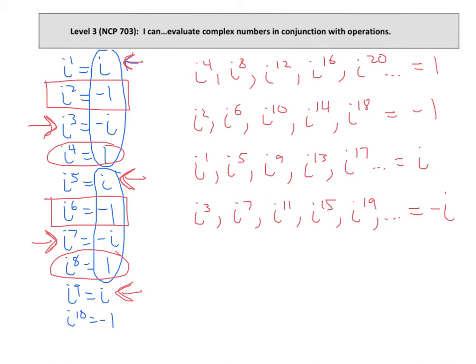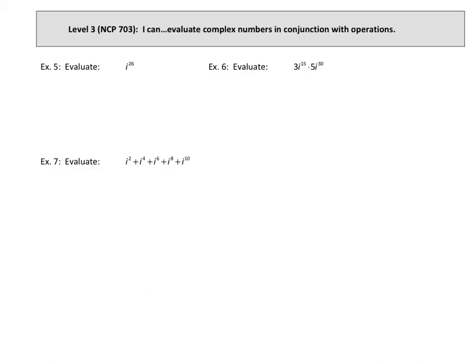So if you can remember this pattern for the first 4, and then remember that it just keeps repeating, that's how you're going to tackle these problems in level 3. My advice when you're doing these is to jot down, from memory, the first 4 powers of i. So i to the first is just i, i to the second is negative 1, i to the third is negative i, i to the fourth is positive 1.